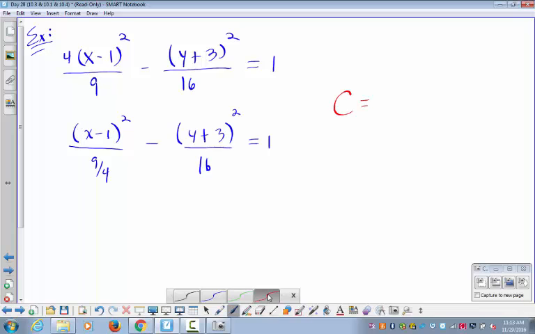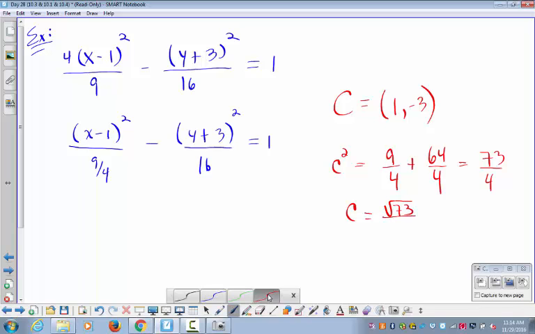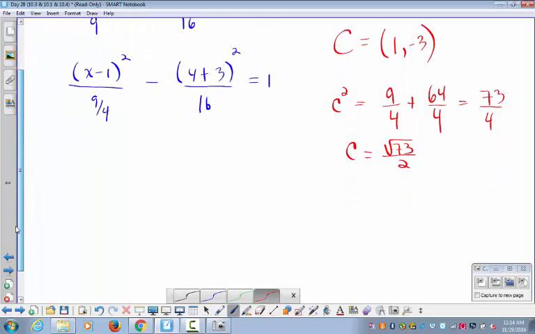That's going to be 1, negative 3. And if we go ahead and just deal with c squared right now, we're going to add those two. So it's going to be 9/4 plus 16. And I'm going to write 16 as 64 fourths. So that gives us 73 fourths. So pretty messy. C is going to be the square root of 73 over 2.